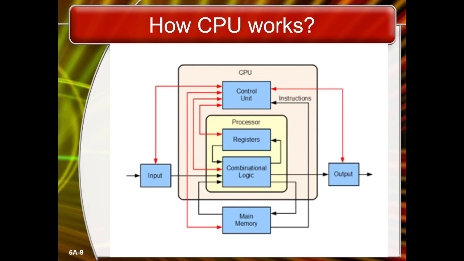Now let's see how the CPU works. Here is the input from a human being or computer user. We see that there is combinational logic, and if they need to process certain information, it is stored in registers. Collectively, you can see that the yellow shaded part is the processor, and we have the control unit, and here is the main memory. After processing by the CPU from combinational logic, output is given back to the human being.